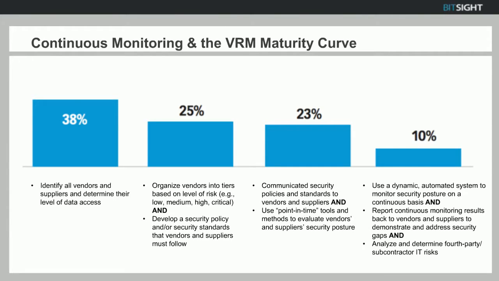So if you're in the leftmost bucket, you want to do everything you can to move over to the buckets on the right as soon as you can. And if you're already in the 25% or the 23% bucket, you should strive to incorporate some of these other processes that are in the categories to the right of them, so that your VRM program becomes the more mature variety in the marketplace.